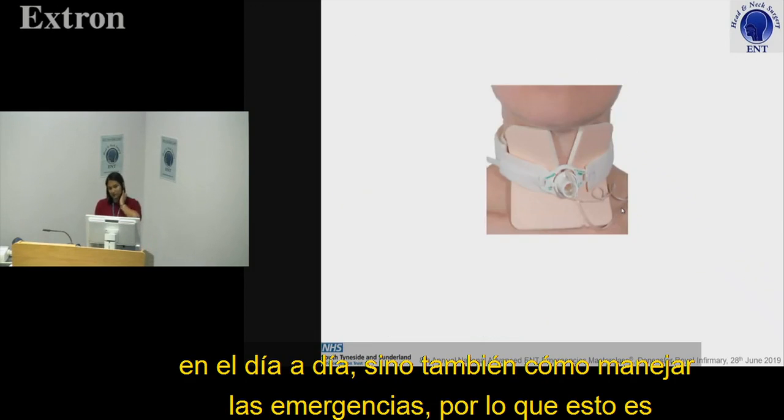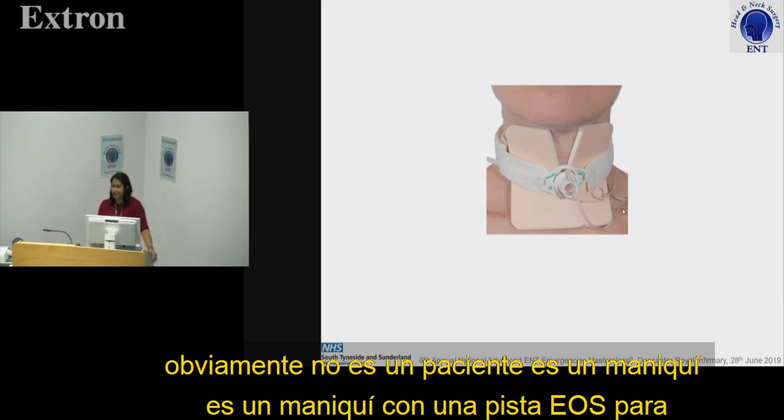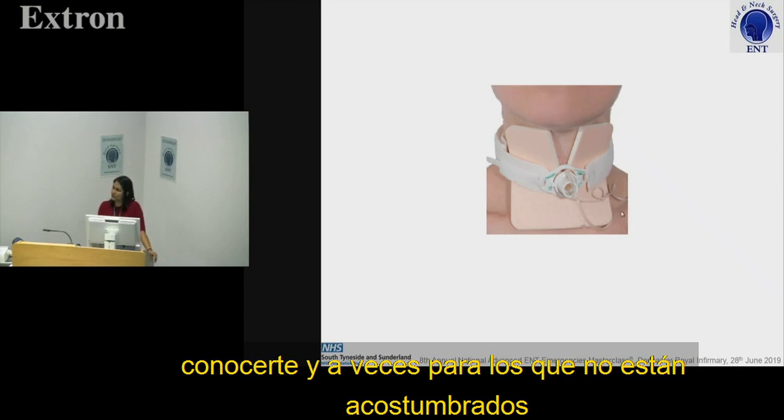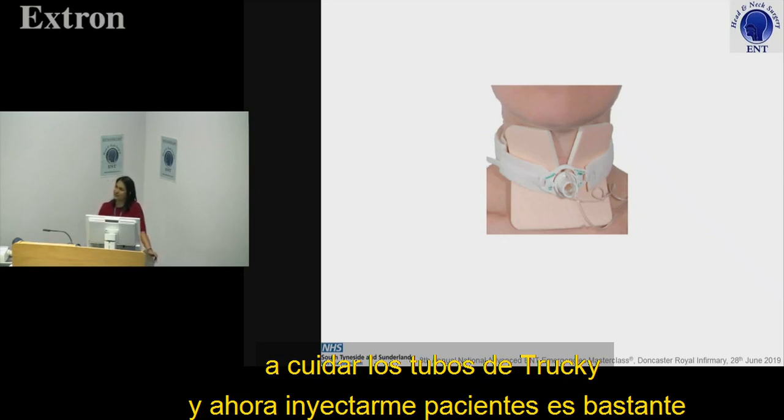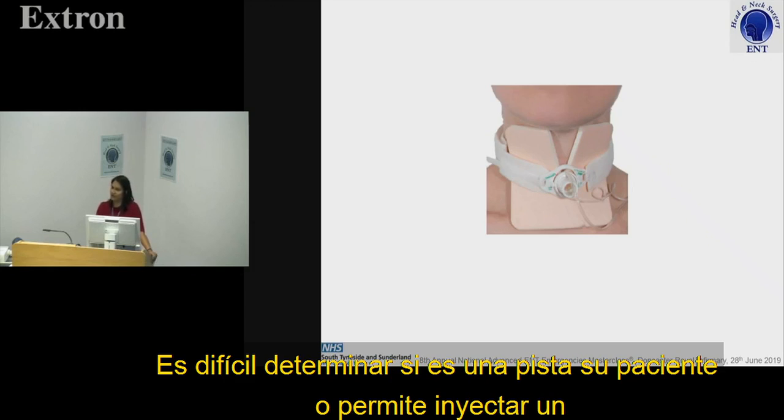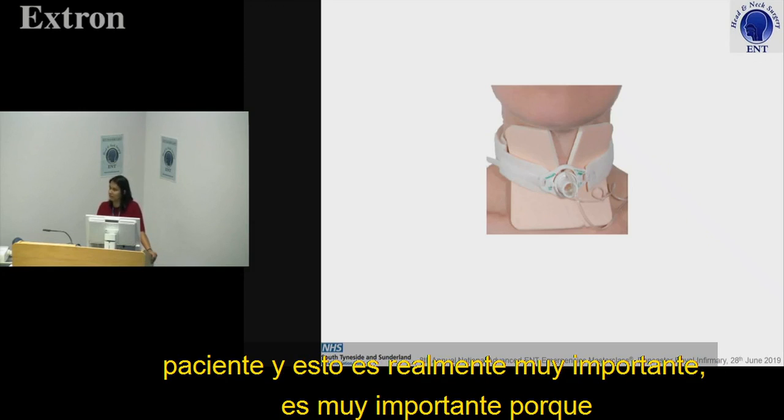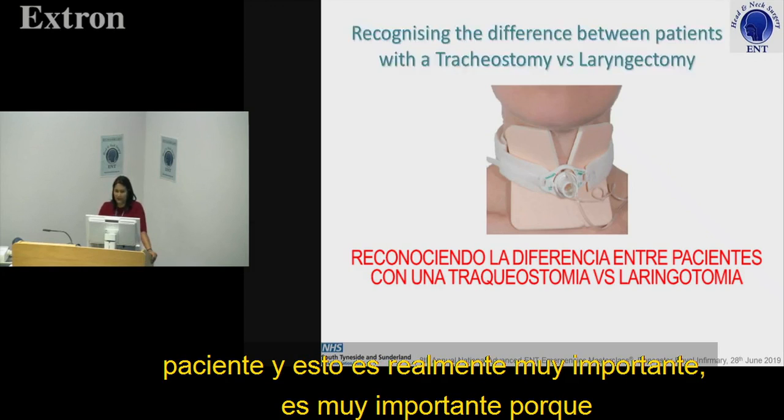So this is obviously not a patient, it's a mannequin. It's a mannequin with a tracheostomy tube. And sometimes for those who are not used to looking after trache tubes and laryngectomy patients, it's quite difficult to work out whether it's a trache patient or a laryngectomy patient. And this is really, really important.